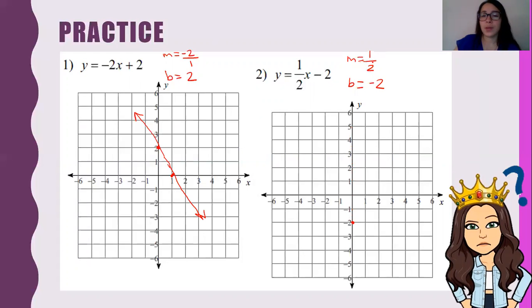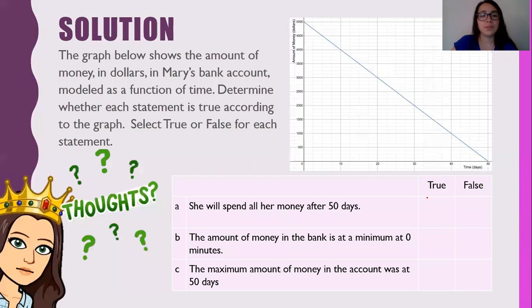I take my slope and I go 1 over 2. So that means I rise 1. So I go up 1 to the right 2. And then I connect those dots using a ruler. Notice I go beyond the dots, the points.